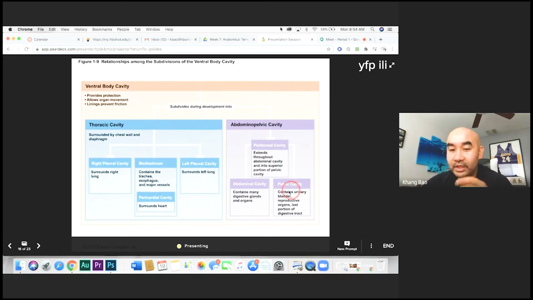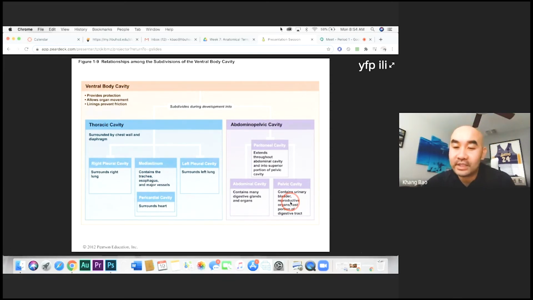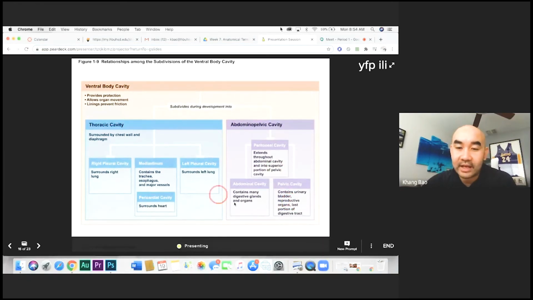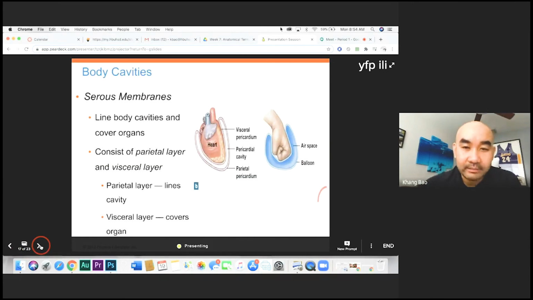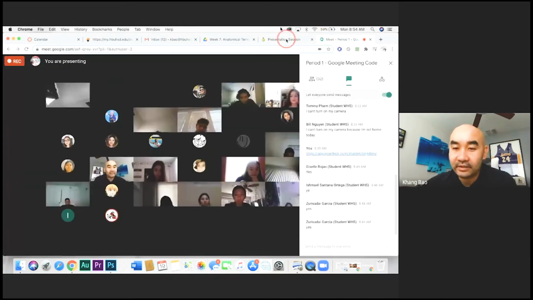Hopefully that helps. Pelvic cavity contains the urinary bladder, your bladder, and your reproductive organs. Right? For example, in female it will be ovaries, for example, right? Ovaries in the pelvic area. So yeah, that is the ventral body cavity. Ventral means front or belly. All right, moving on. So with the understanding of the cavity, right?